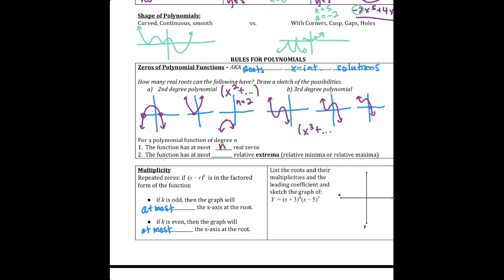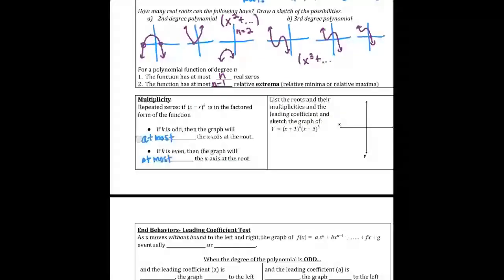Okay, and then the function at most has n minus 1, so 1 less than its degree, relative extrema. So a quadratic has 1 relative minimum or 1 relative maximum, which is one unit less than its degree. A third degree polynomial can have 2 relative extrema or less. Okay. All right. So the next part.